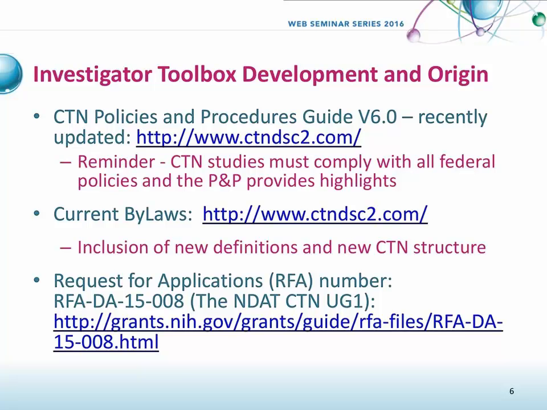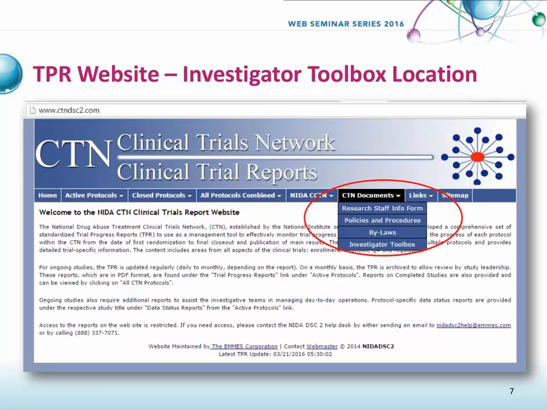We also have bylaws. And again, these bylaws and procedures have been in the CTN from the time we started. Both of them are in the TPR. Well, all the documents are on the TPR website. The new bylaws have been updated and include the new definitions and the new CTN structure as described in the RFA, which we're giving you the link to here for your information. All of these document changes are based on this RFA. Just quickly to show you that these documents are located on the TPR website, and all of them are located under the CTN Documents tab. And I believe Dee is going to continue to talk about the toolbox.